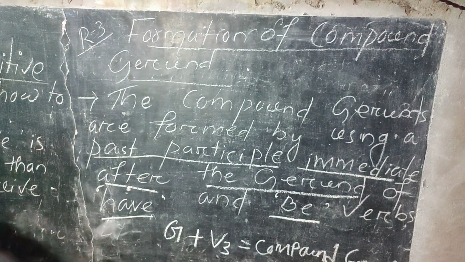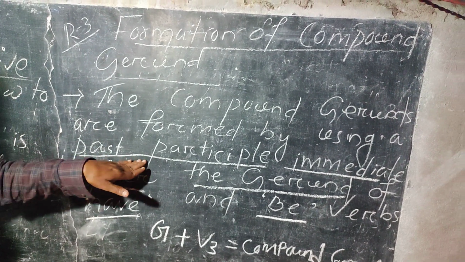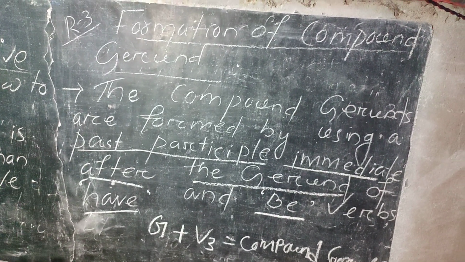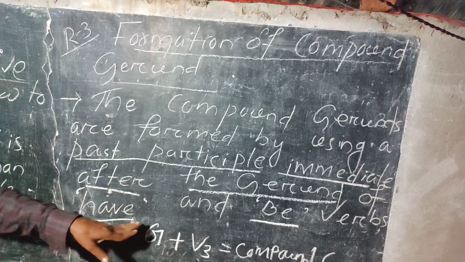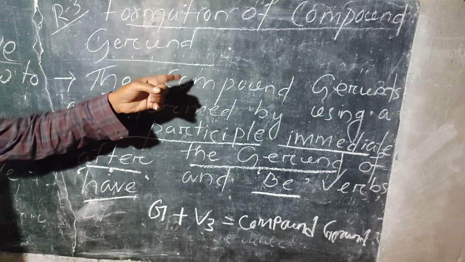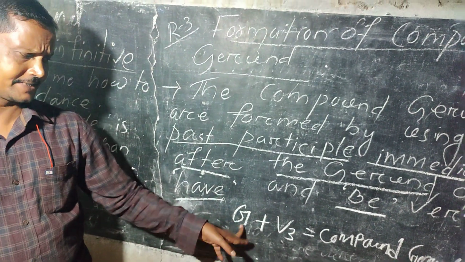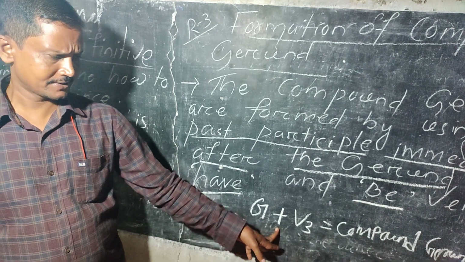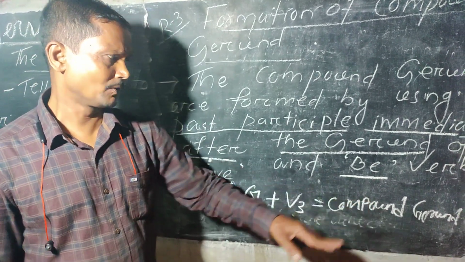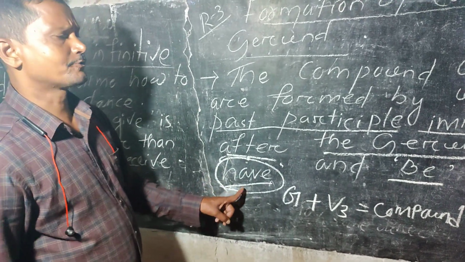Formation of a compound gerund. The compound gerunds are formed by using a past participle immediately after the gerund of have and be verbs. That means only for have and be verbs, the compound gerunds are possible, otherwise not. To make the fact clear, I have written G for gerund, plus V3, the past participle form of the verb, and that is known as compound gerund. But it will be appropriate only for two verbs, and they are have and be.